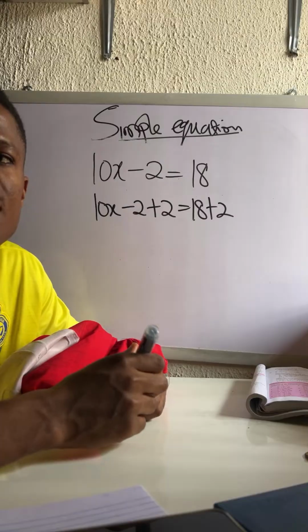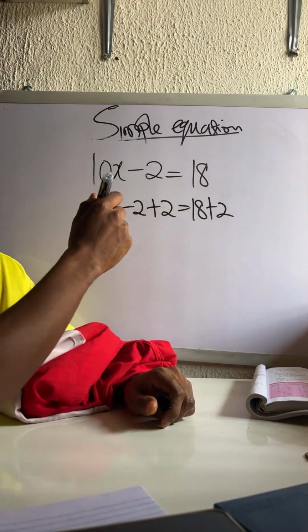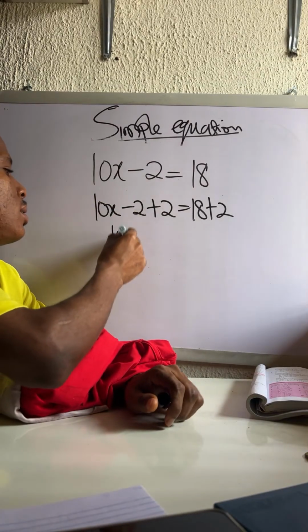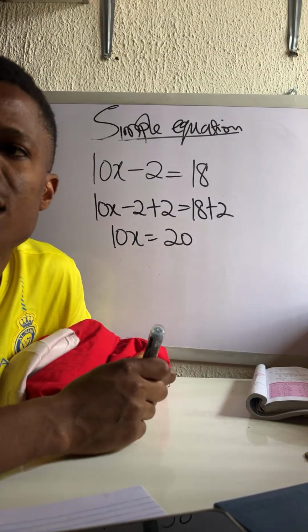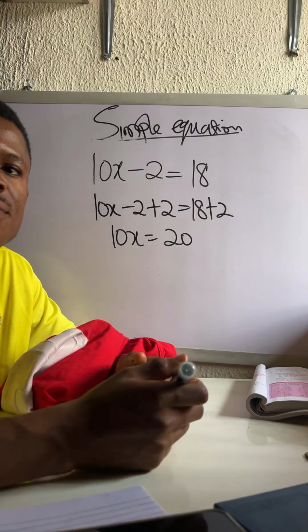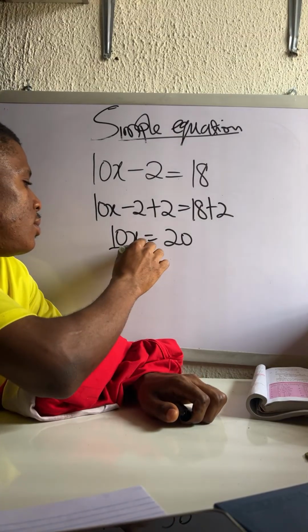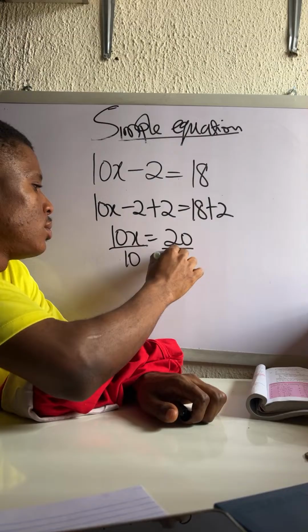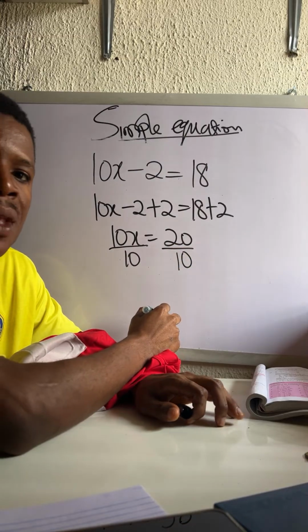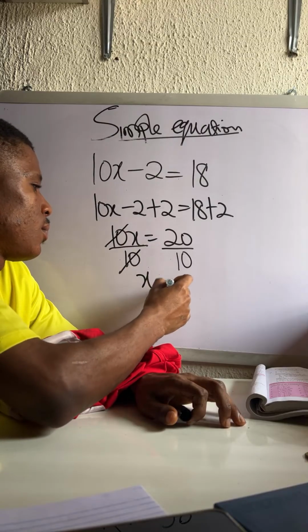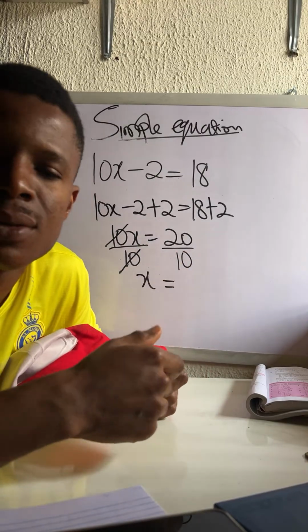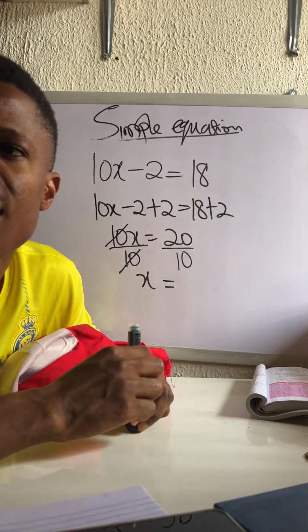Okay, Ali, thank you for commenting. You said 20 over 10. So that will be 10x is equal to 20. Then you divide by 10 on both sides. If you divide by 10, 10 cancels out 10. You see that x is equal to 20 divided by 10. What is 20 divided by 10?